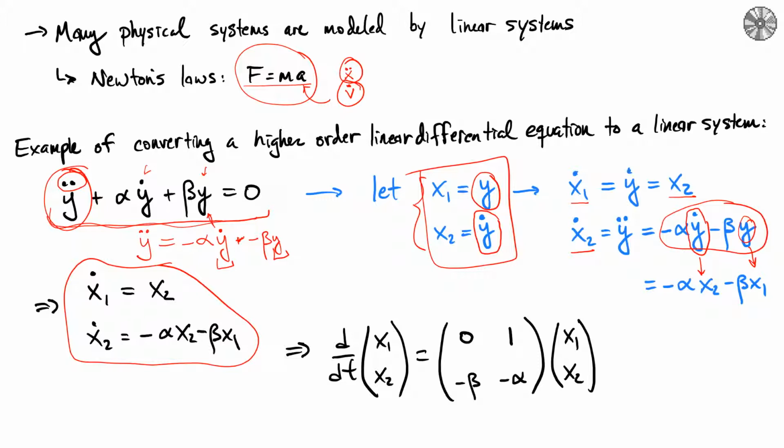And so if we put this in matrix form, then there's no x1 term here, times x1, plus 1 times x2. That's this first equation, and then this is the second equation. And so this gives you a way of, again, converting many types of physical systems, engineering systems, into a system of linear autonomous differential equations.